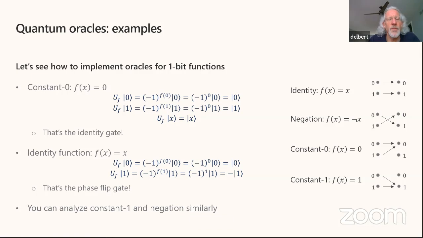And you would do the same thing for the constant one and for negation. So those give you a C0 gate and one of the other gates, or actually a combination of C0 and X. So those are the oracles that we have.